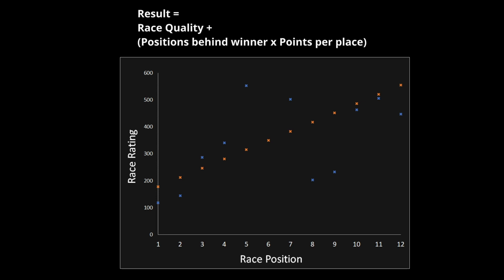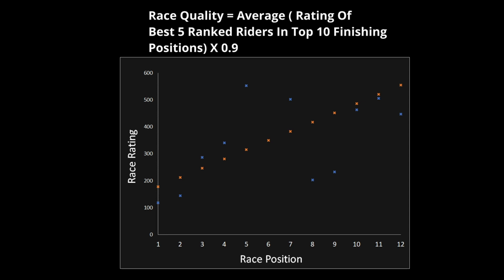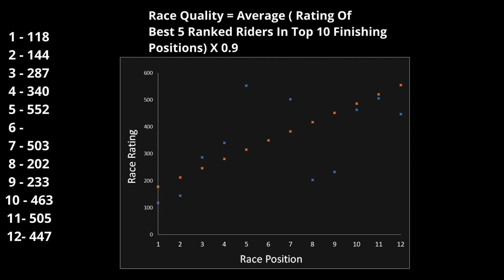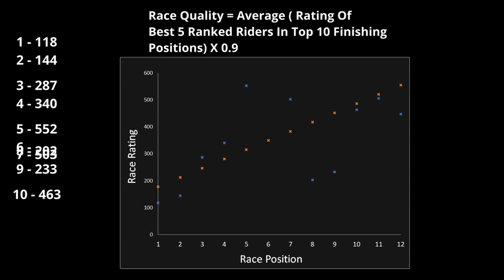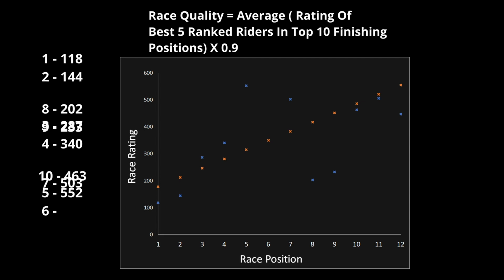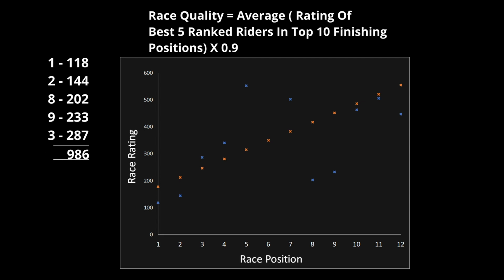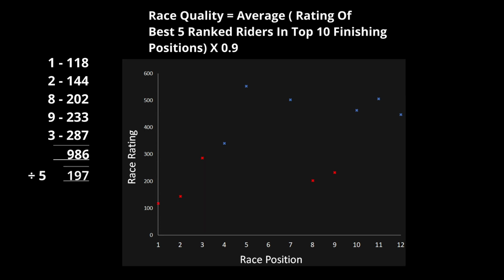Let's have a look at what this race quality means, the first term in the formula. So Zwiftpower determines race quality as being the average of the best 5 ranked riders in the top 10 finishing positions times by 0.9. So if we list the rankings of the riders from 1 to 12, we can ignore 11 and 12 because it's just of the top 10 finishing riders. And then we can look at just the best 5 ranked of these. If we sort them in order, we could ignore those lower than the 6th position in terms of ranking. And if we add those 5 up to give us 986, then divide by 5 to give 197, and finally times by 0.9, which gives us our race quality of 177.